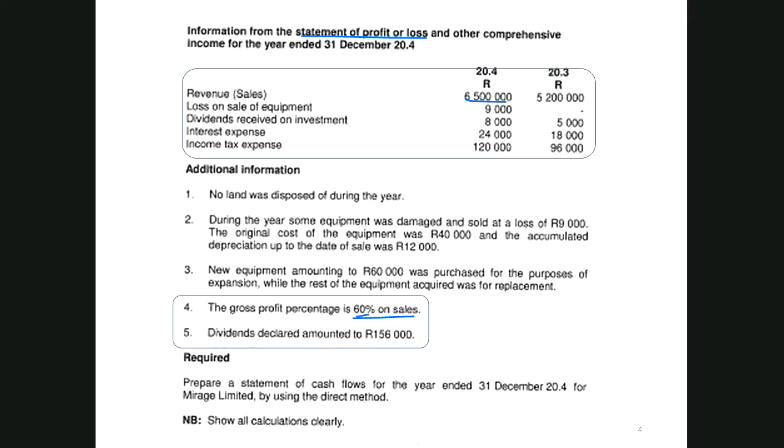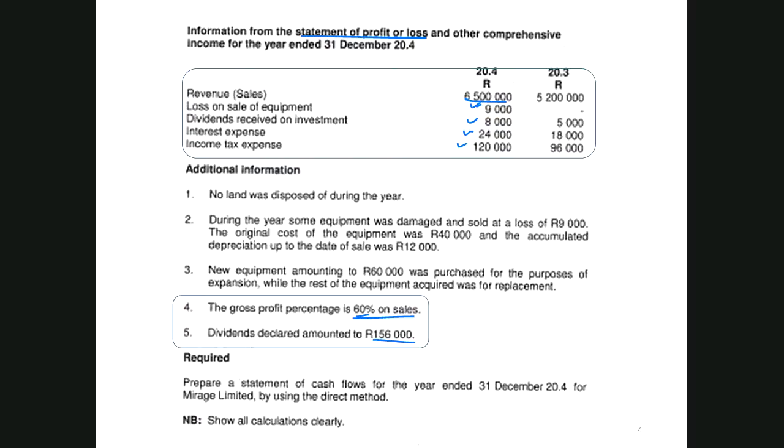And then they've told us dividends declared are 156,000 Rand. So that amount we need to be able to put into the dividends account that we're going to create, the shareholders for dividend. Just to have a quick look back here, they've also told us there's equipment that's been sold. Remember, loss on sale of equipment or profit on sale of equipment is not a cash flow item. We're going to have to adjust for it. It's the proceeds that you get from selling the asset that's the cash flow item. Dividends received are going to be shown separately, interest expense gets shown separately, and income tax expense gets shown separately.